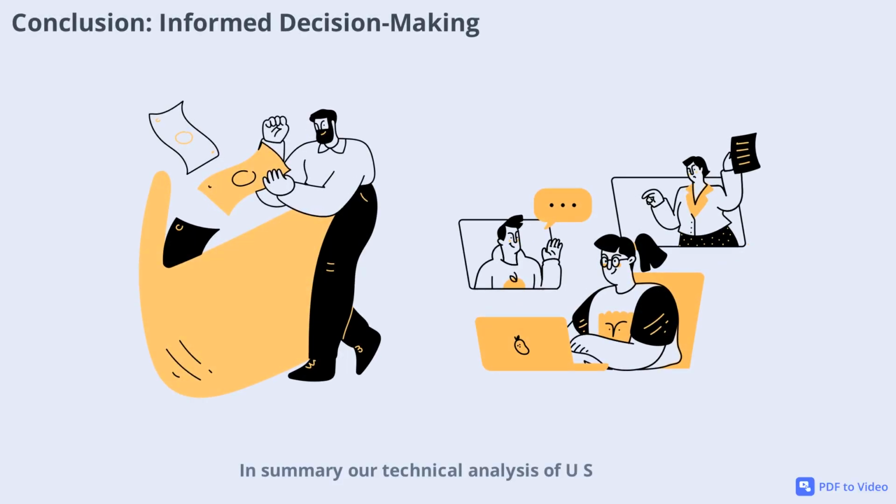Summary: our technical analysis of U.S. equities reveals a market driven by strong momentum, but not without its risks. By applying a consistent set of indicators, we've highlighted both the opportunities and the caution points investors should consider. The key is to remain data-driven, vigilant, and selective, ensuring that investment decisions are grounded in robust technical evidence.